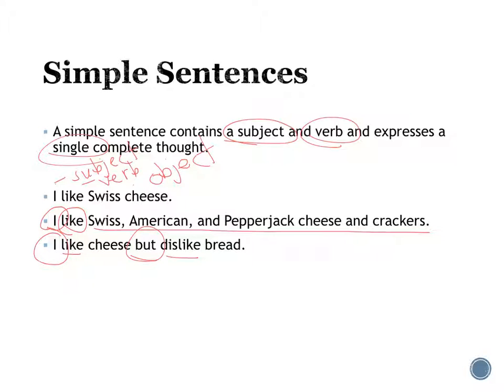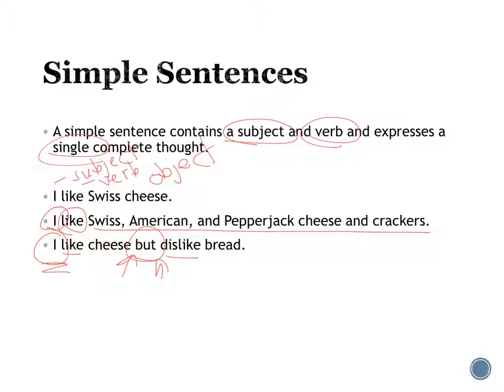But notice I don't repeat the subject. I only say the subject, I, once. And because I only have one subject, this is still a simple sentence, and I do not need a comma, okay? Typically, if you're going to use a fanboy, and, but, nor, or, you would need a comma before it, but only if you have a second subject, which we don't have here. So this is still a simple sentence.